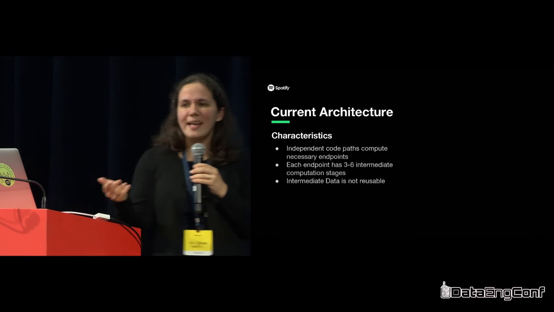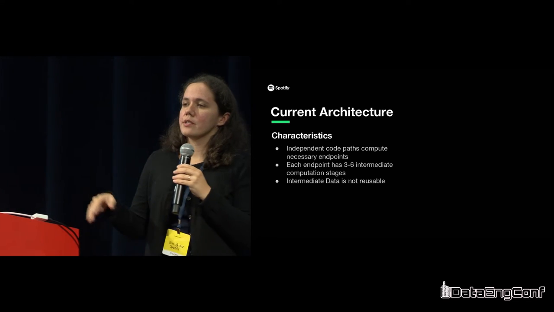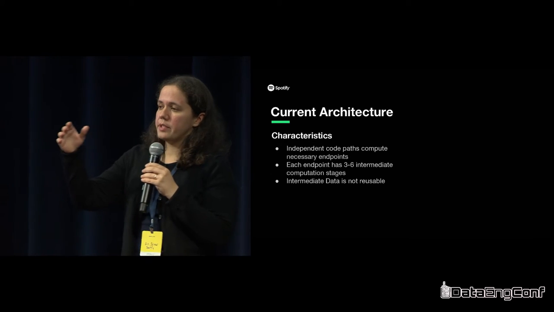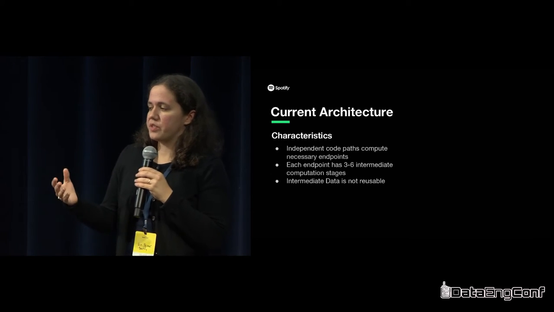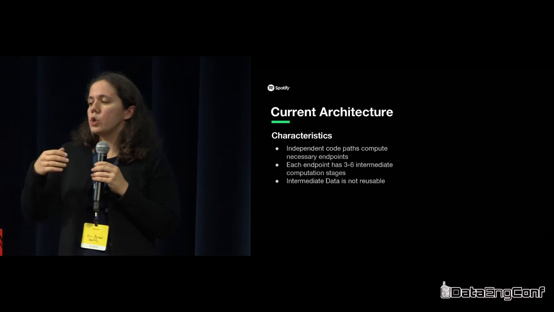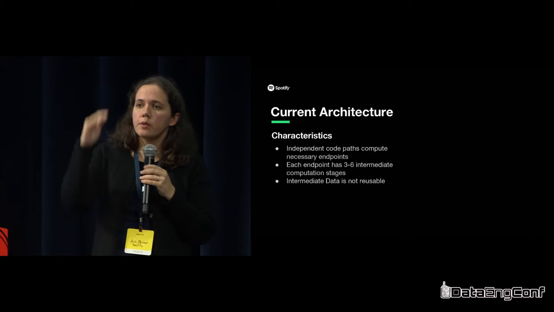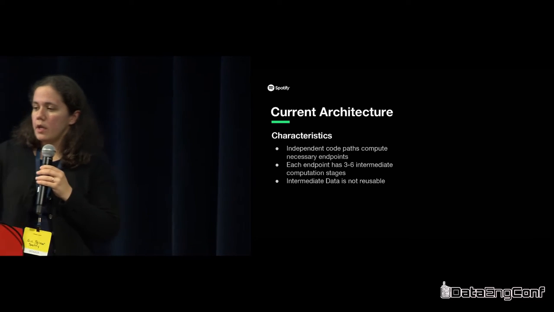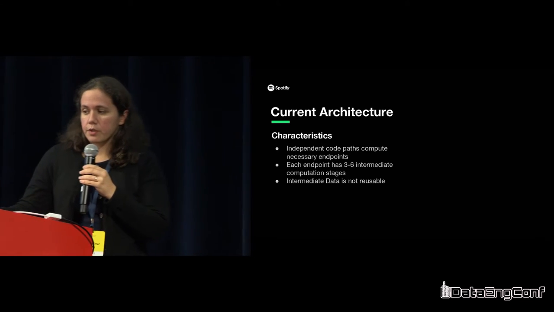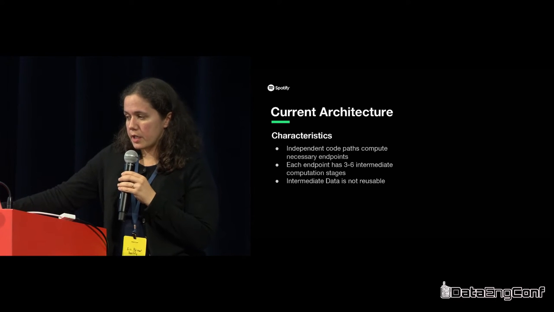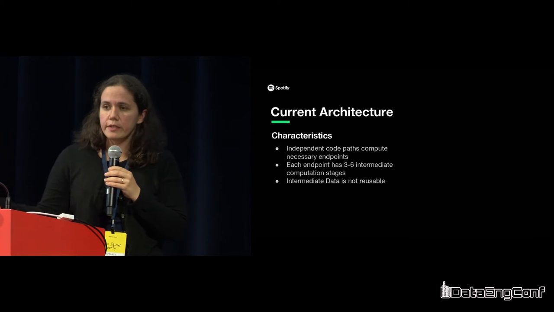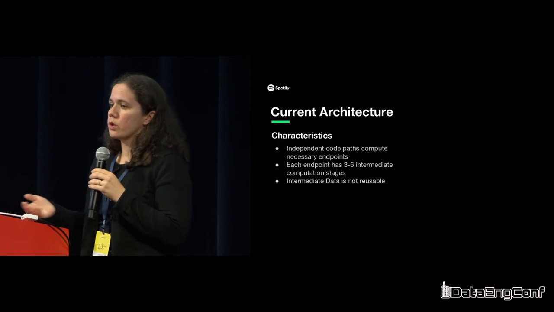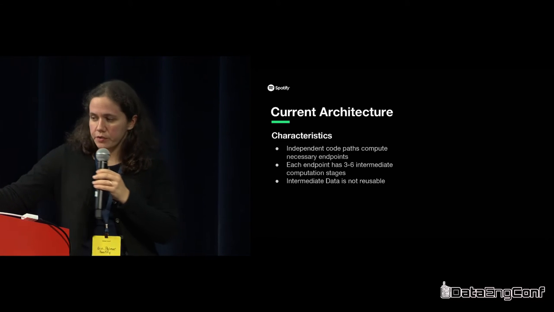The way that that was built is you can think of it as like classic MapReduce. You have a data endpoint, which is a data set, and you have independent code paths that compute intermediary sources for each data set. Each endpoint has about 3 to 6 intermediate computation stages, and the way that it's designed, it's tailored towards what you're trying to compute. So intermediate data is not very reusable.